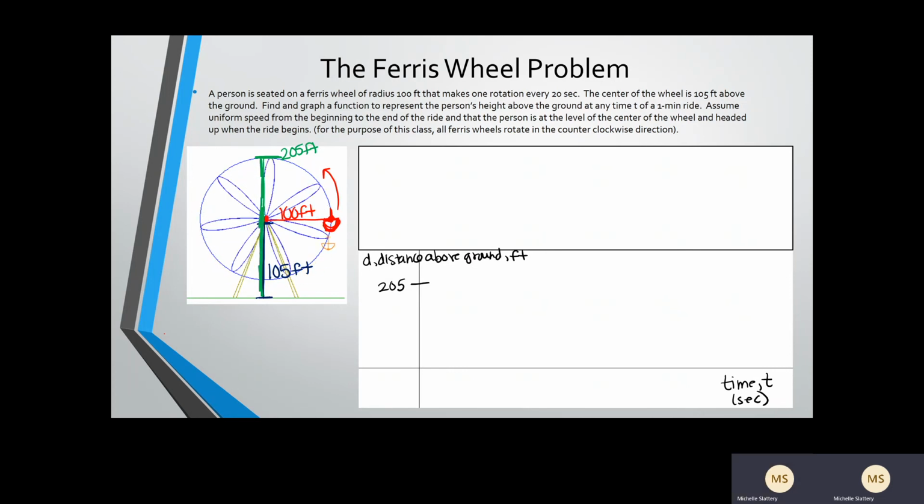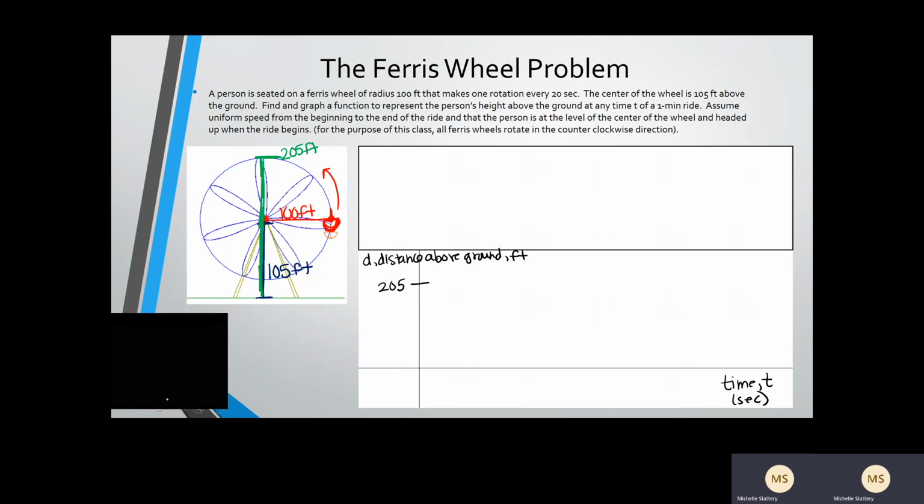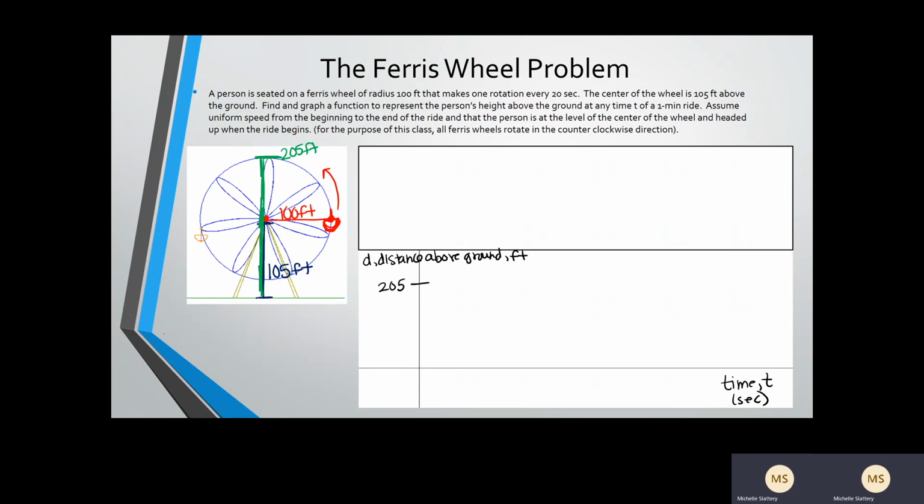The lowest the person is going to go, some might think is 0, but the lowest is actually going to be this point right here. And so that purple there is going to be 5 feet above the ground. So we take the 105 to the center, subtract the radius, and the person's lowest point is 5 feet above the ground. So my lowest point here is 5 feet. So put a 5 right there.